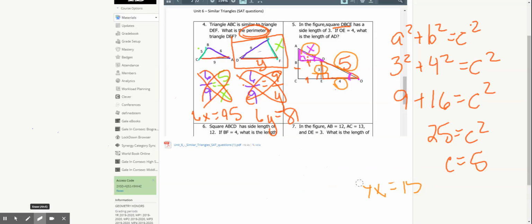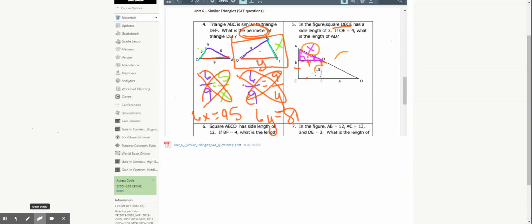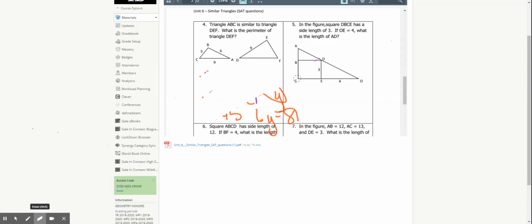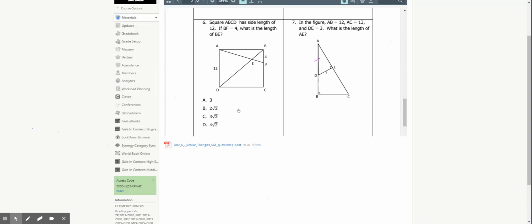Erase, erase, erase. Question number 6. These questions have a lot of parts to them. That's what the SAT is really checking for, is to see if you can figure out all of these little pieces and put a lot of different things together all in one question. All right. Pointer tool. Question number 6.